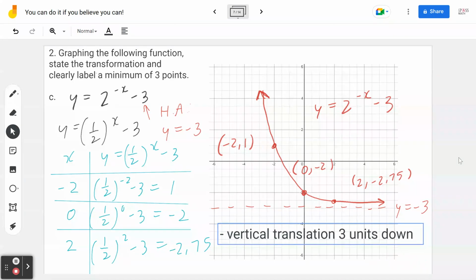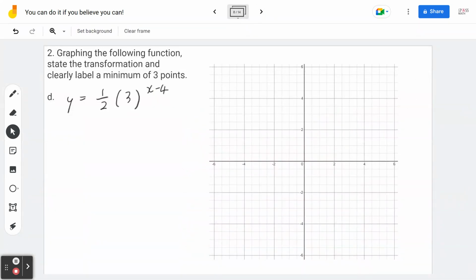Just like that. One more graph before we do word problems. Example number 2, part D. Now this is a bit more intense. So again, I would like you to try this first.